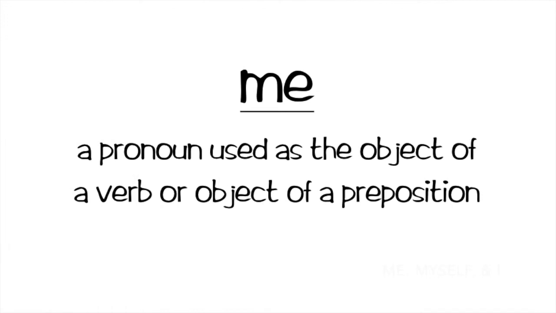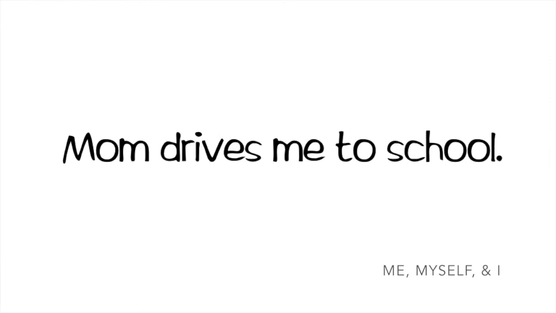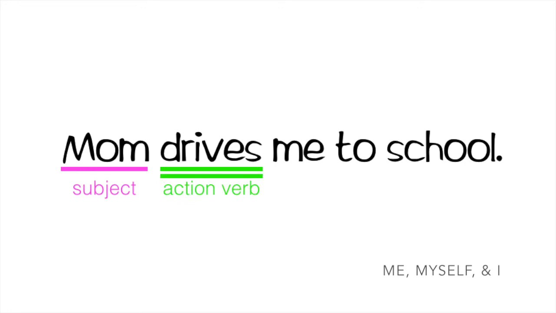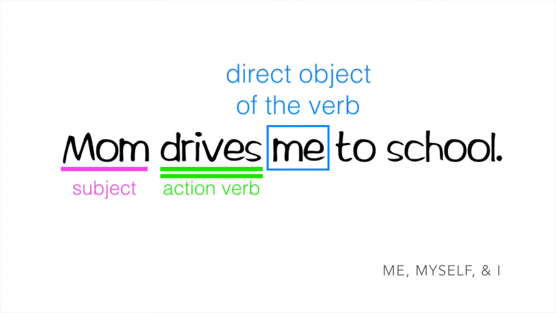Lastly, we have me, myself, and I. Me is a pronoun used as the object of a verb or object of a preposition. In this example, you will come with me. With is a preposition. You will come with whom? With me. Another example is mom drives me to school, where mom is the subject and drives is an action verb. Then we ask ourselves, who or what does mom drive? Me. Here, me is the direct object of the verb.